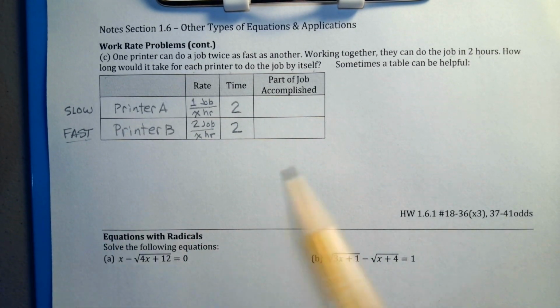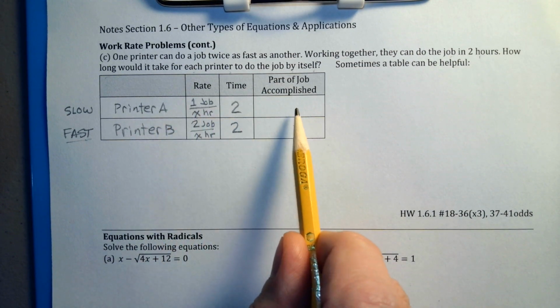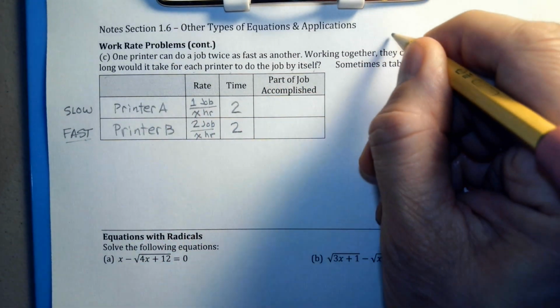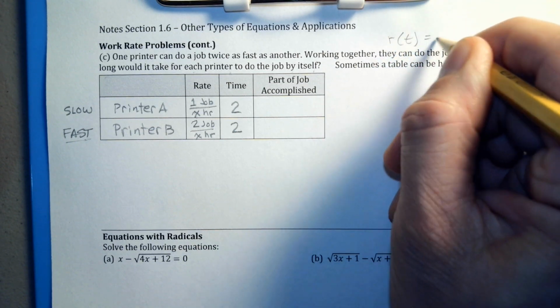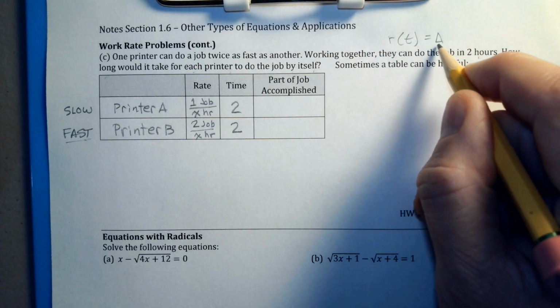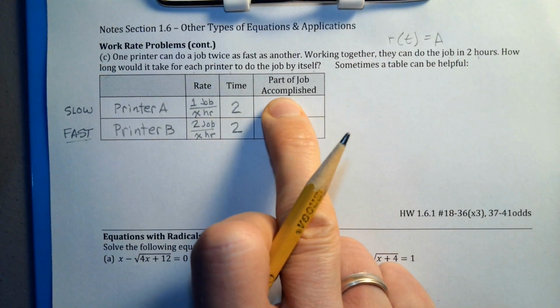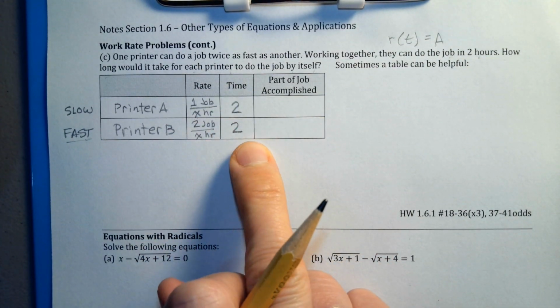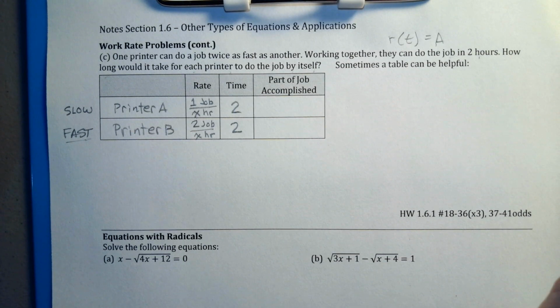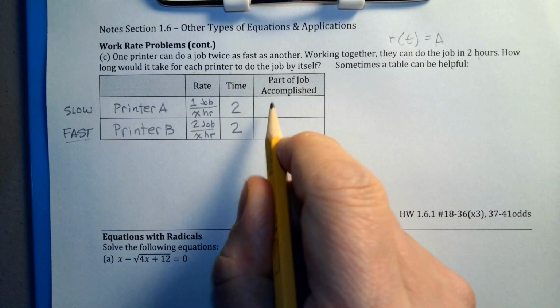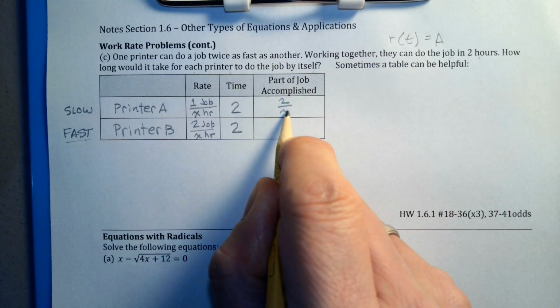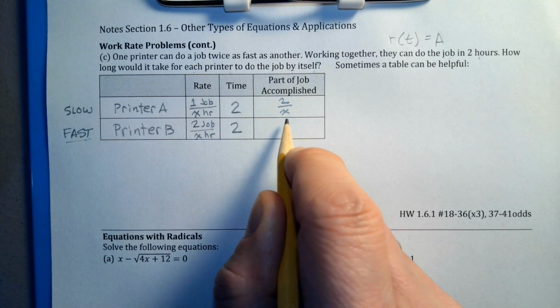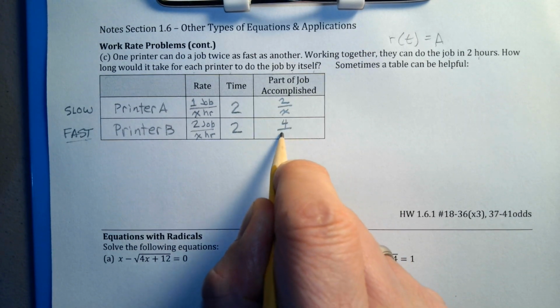Okay. And now what we can do is sort of multiply across, right? So this is like rate times time equals amount of work done. This is the amount of work done by each printer. And then, of course, we can add up the work done for each one to get the total amount of work done. All right, so this will be 2 over X, and this one will be 4 over X.